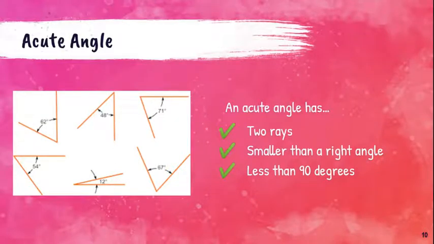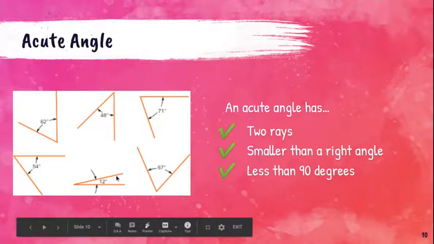Let's look at acute angles. An acute angle has, again, two rays.